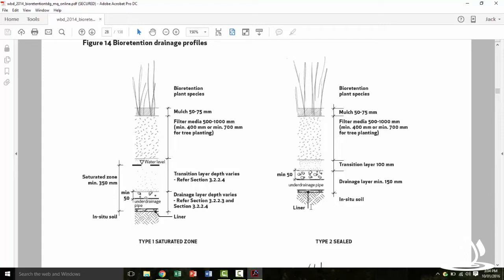So in that case, you might put an impermeable liner on it and you're looking at a type 2 sealed system. Obviously not quite as good for the hydrology benefits that we talked about with the type 3 system, but still obviously doing all its treatment up in the filter media, and it's got the under drainage pipe to get the flows away. So a totally functional system.